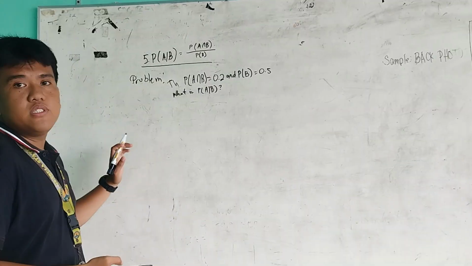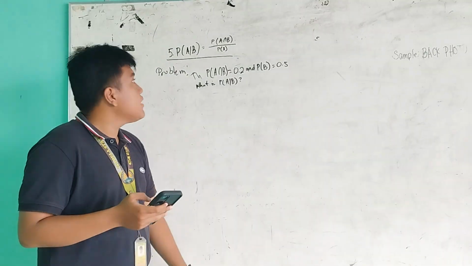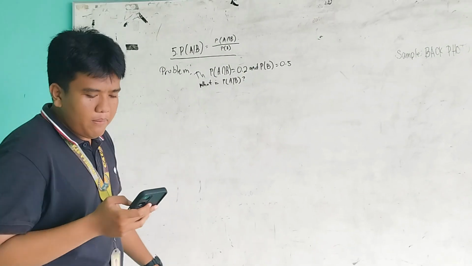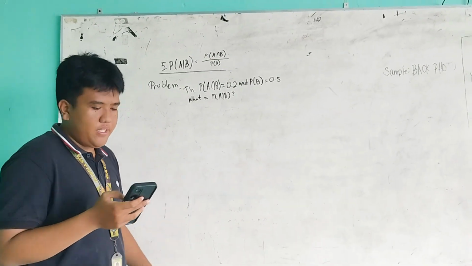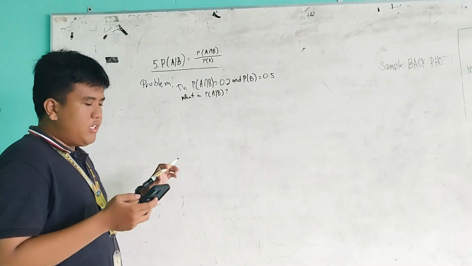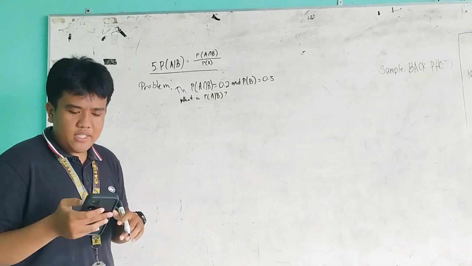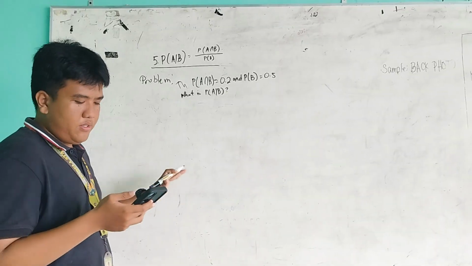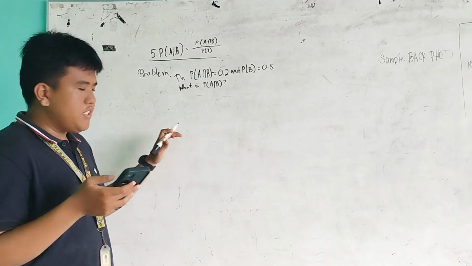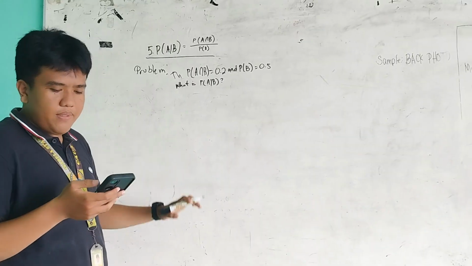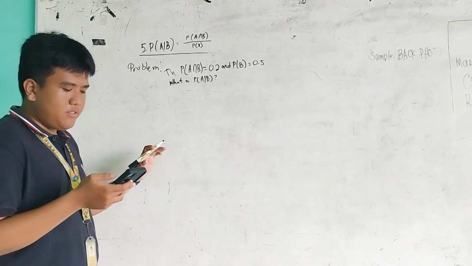Let's proceed to number 5. This gives us the probability of A given that B happened. We're being asked, what's the chance of A if we already know B happened? We divide the joint probability by the condition.